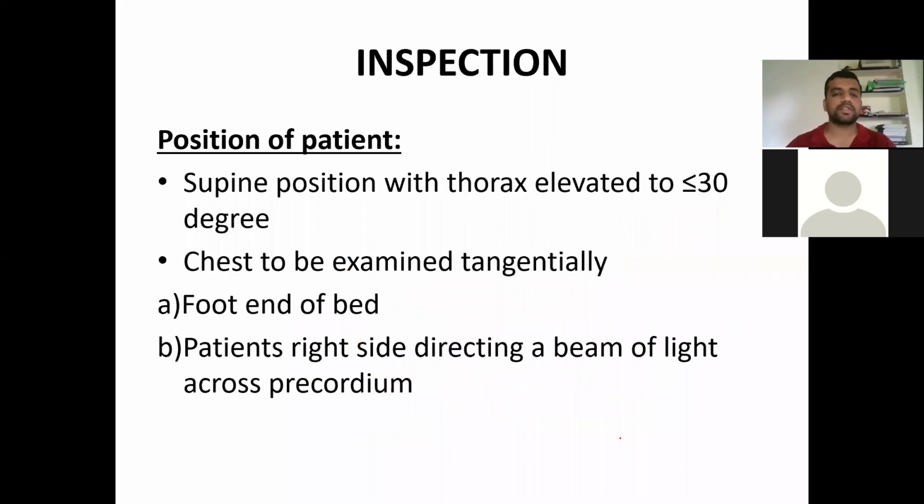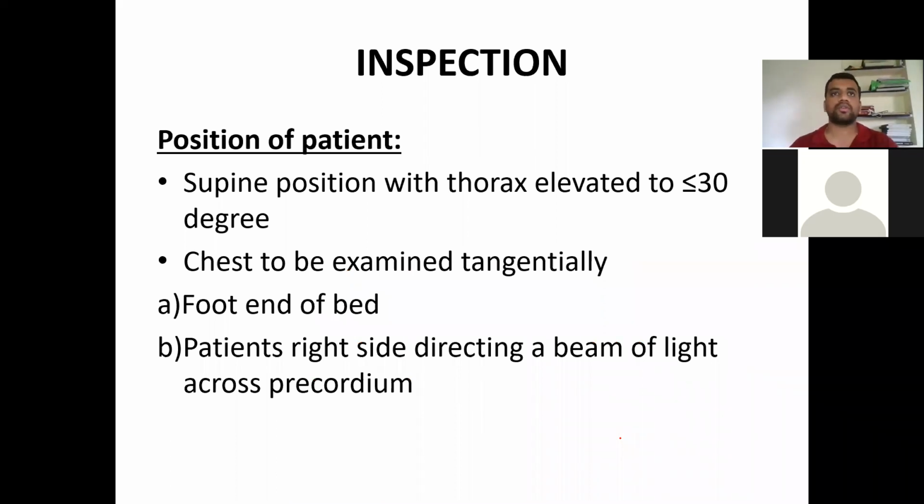Coming to the inspection, you are going to inspect the patient in supine position. If the patient is too breathless, like he is having orthopnea, or he gets PND very shortly, like 30 or 40 minutes after going to bed, and he is uncomfortable, then you can make him lie at least at 30 degrees. That is fine.